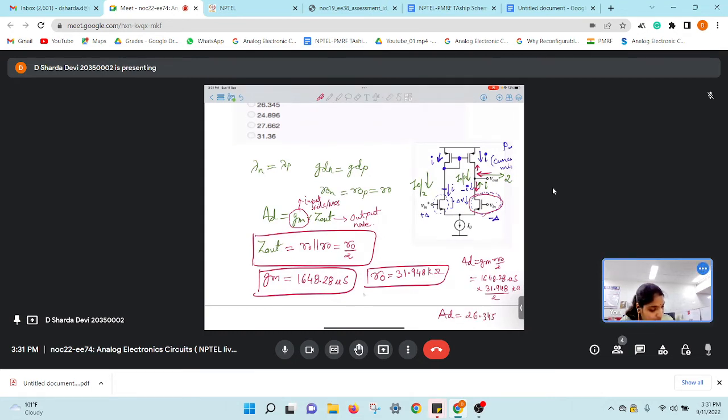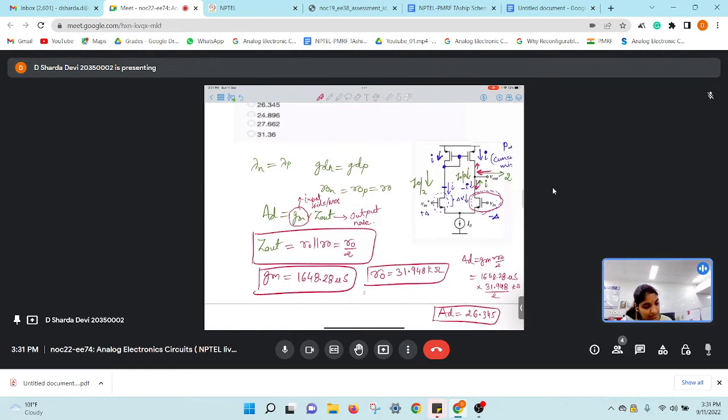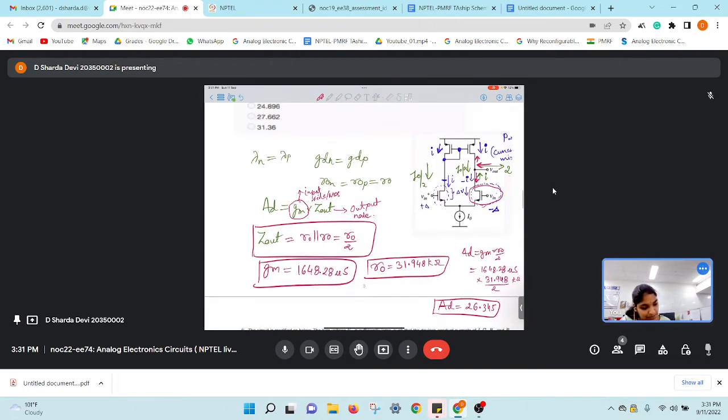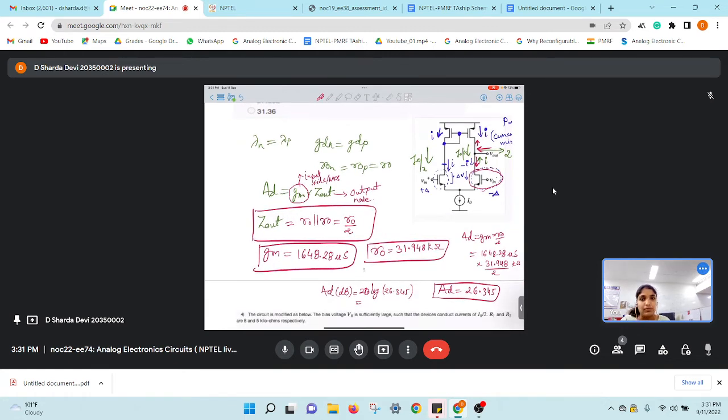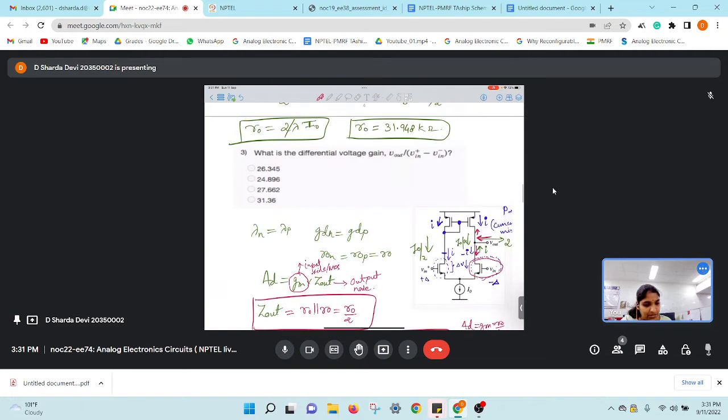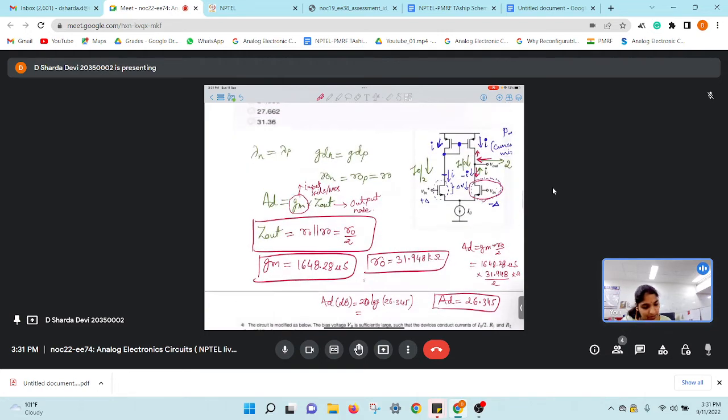26.345 is the gain. And let's say if I want the gain in dB, then how much is it? 20 log of 26.345. Is this question asked in dB? No, in this question it's not asked. I'm just discussing how much it will come.